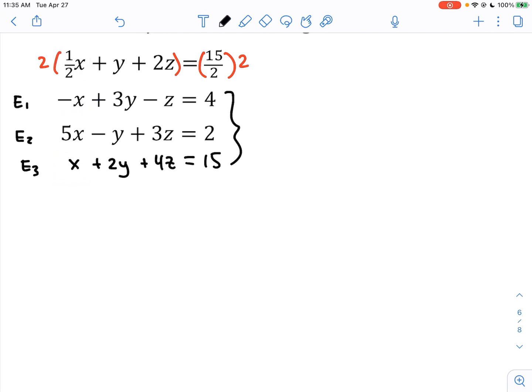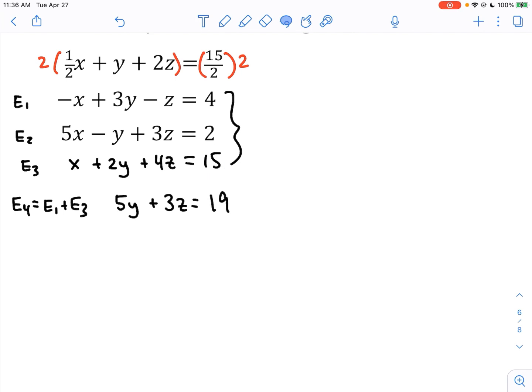So I'm going to create a new equation, equation 4, and it's going to be found by adding equations 1 and 3. Adding, negative x and x cancel, adding 3y and 2y is 5y, then adding negative z and 4z is 3z, and then finally adding 4 and 15 is 19. So this is equation 4, and notice it has no x's.